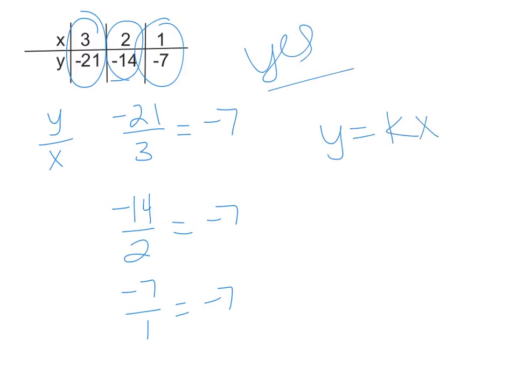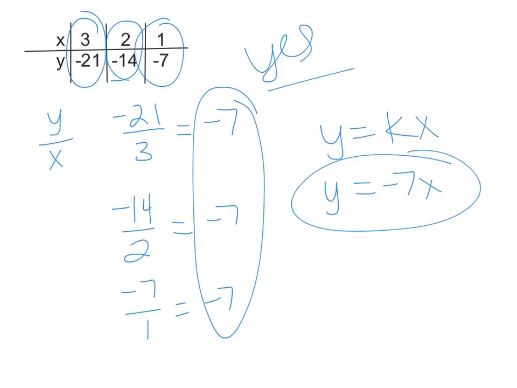And we're going to plug into our direct variation formula. And the constant of variation is this negative 7. So I'm going to put negative 7 in for my k, and I have a direct variation.